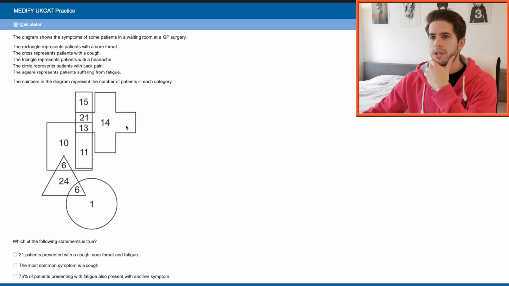The most common symptom is a cough. Cough is the cross, and there are 14 plus 21 plus 13 people that have a cough. So that adds up to what? 21, 25, 35, 38, 48.